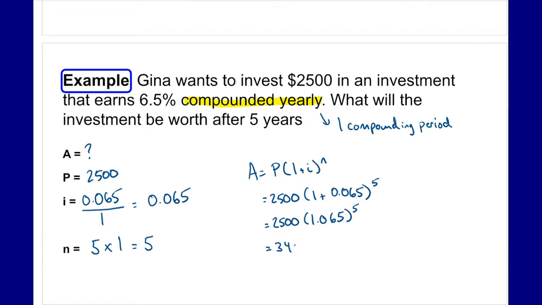So $3,425.22 is going to be our future amount, or what our investment is worth after 5 years. Again, make sure you're rounding to two decimal places. We are dealing with money, so we can have two decimal places. So make sure you're rounding there. So that is how much money we would have after 5 years based on this scenario.